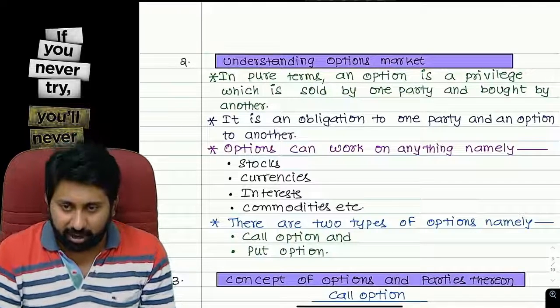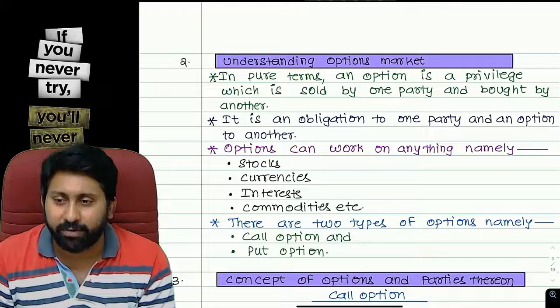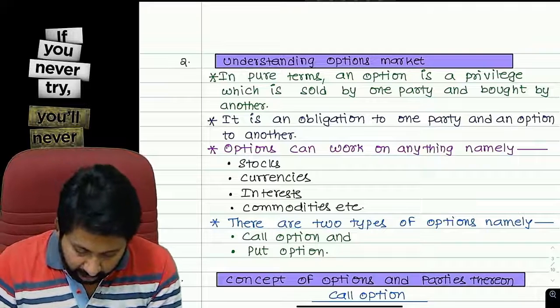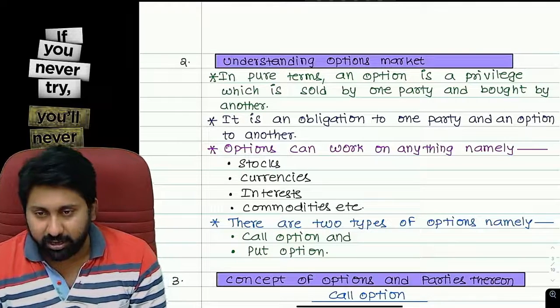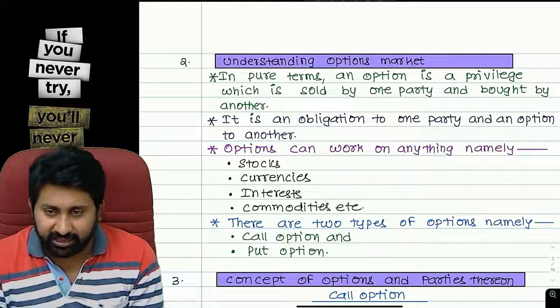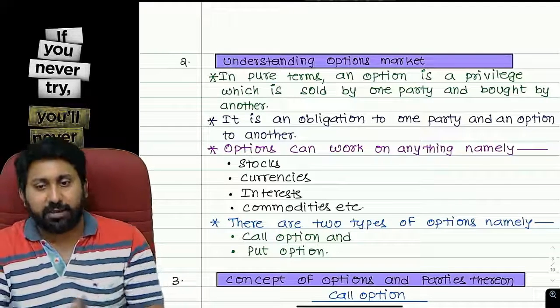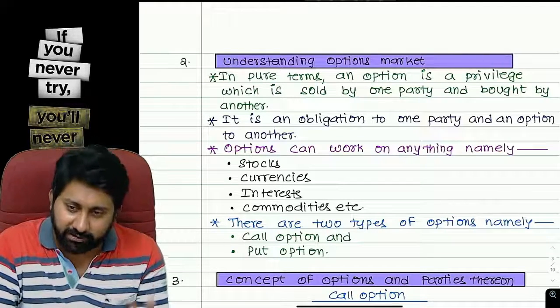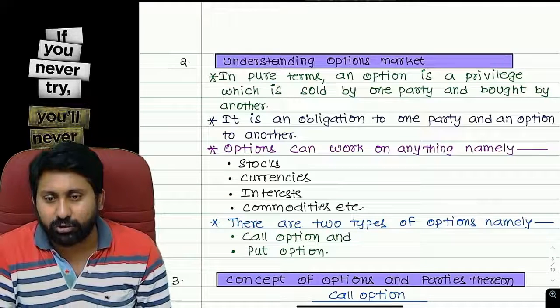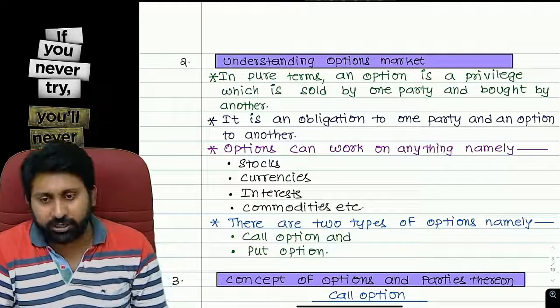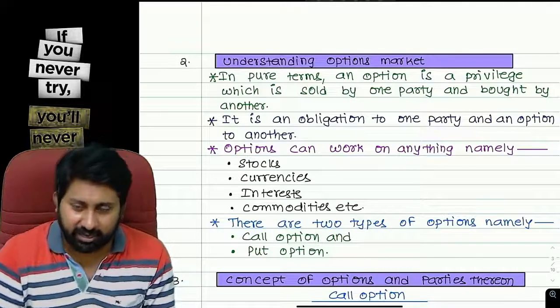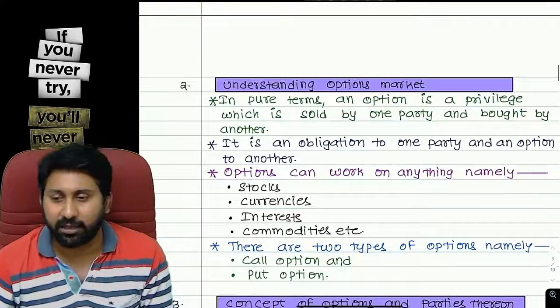In pure terms, an option is a privilege which is sold by one party and bought by another. It is an obligation to one party and an option to another. Options can work on anything: it can be stock options, currency options, interest options, or commodities as well. There are two main types of options, call option and put option. We will understand everything later. First, write down these particular notes.